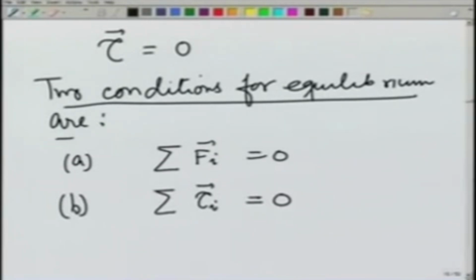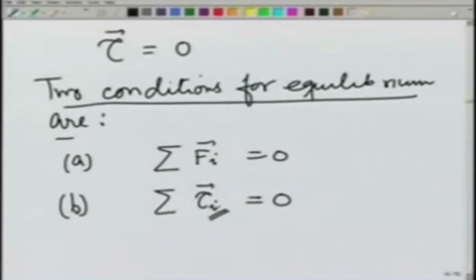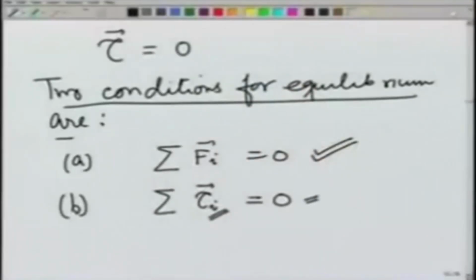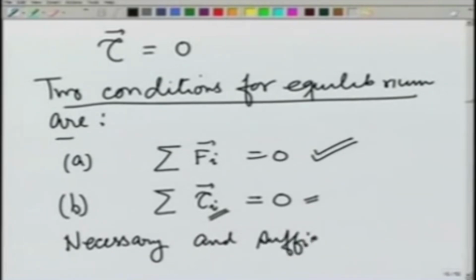You may ask, I have just now said that torque depends on the origin and I have not put any origin here. Once you satisfy this condition that sum of all the forces is 0, the net torque is going to be independent of the origin, as we will show later. So, therefore, this condition is also independent of the origin once I make sure that summation of Fi is 0, and these two conditions are necessary and also sufficient for equilibrium of a body.